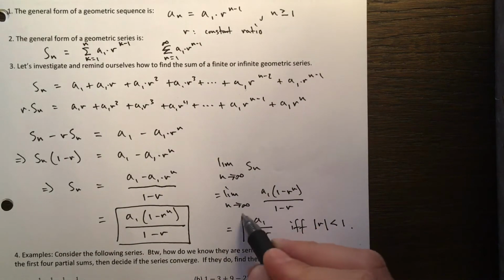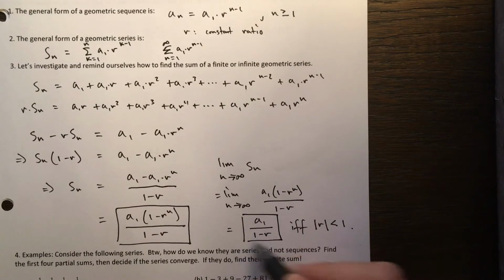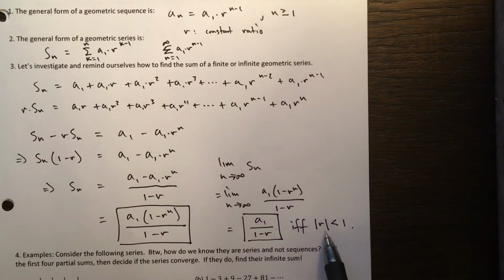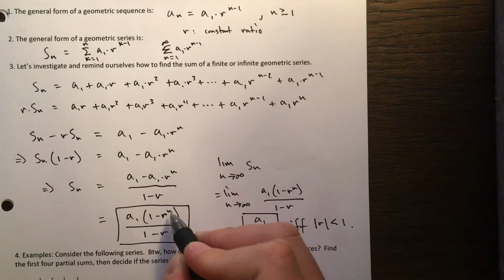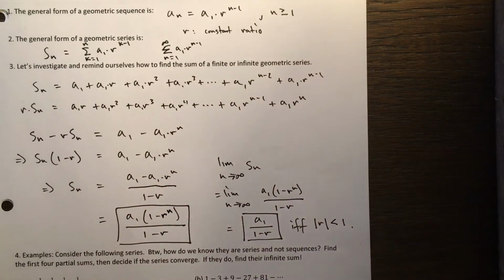So here is your infinite geometric sum, provided r is less than 1. Here is your finite sum, no matter what r is. It doesn't matter. It will always go to this.